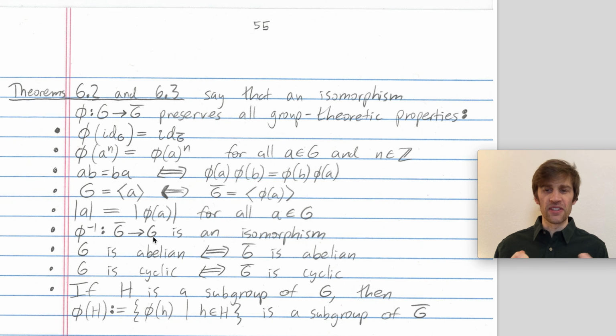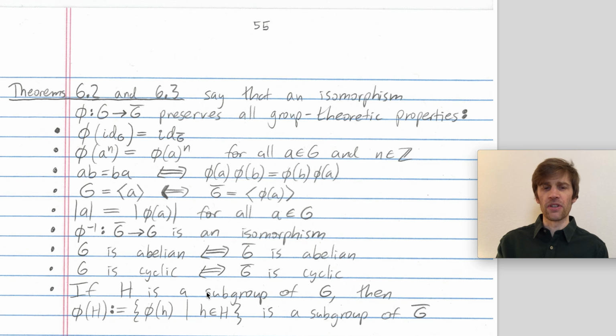If two groups G and G bar are isomorphic, then one is abelian if and only if the other is. We essentially already mentioned this, but if two groups G and G bar are isomorphic, then one is cyclic if and only if the other is.